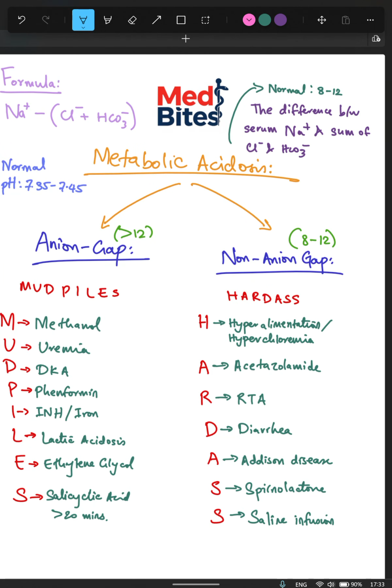Give me 3 minutes and I'll make normal anion gap and anion gap acidosis so easy. You'll never forget it again. All right, let's get into it. Before we compare anion gap versus normal anion gap, we need to understand what acidosis even means.